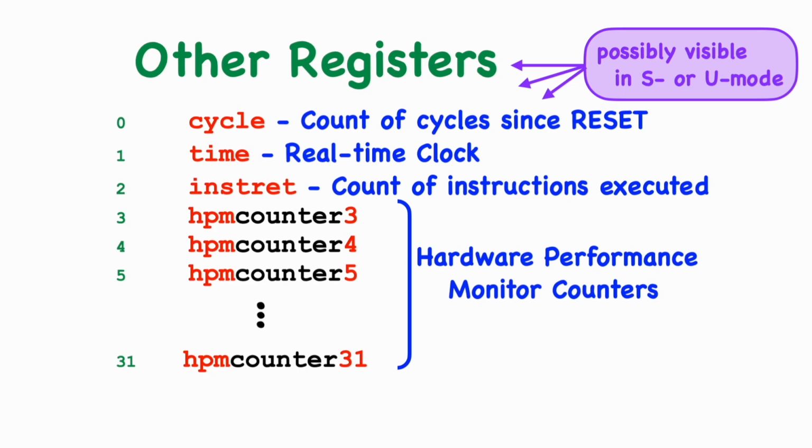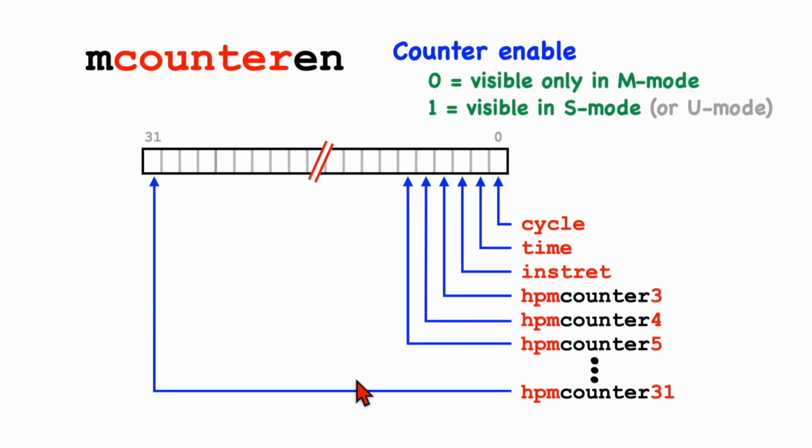The next question to ask is whether these counters are actually accessible and usable by code running in supervisor mode, and that is determined by a machine mode register named mcounter enable, shown here.